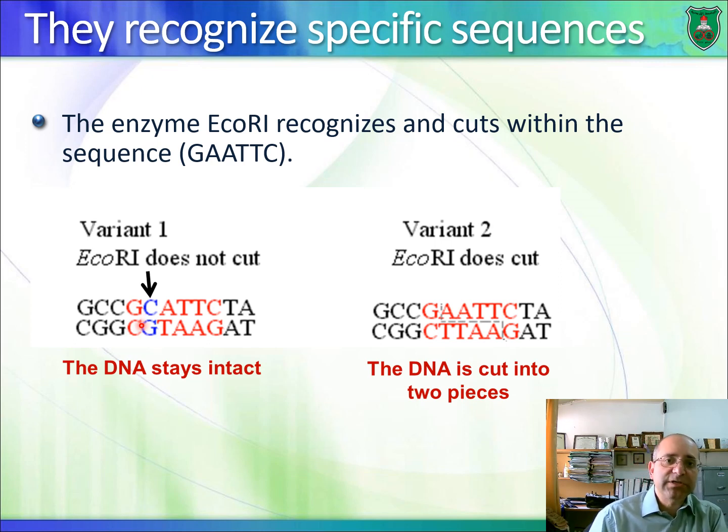Okay. So it's GCATTC. It's not palindromic anymore. That's one. Two, it's different. It's not GAA, it's GCA. And in this case, EcoRI cannot cleave this sequence right here, and the DNA stays intact. So that's really important. That's why these enzymes are very powerful.